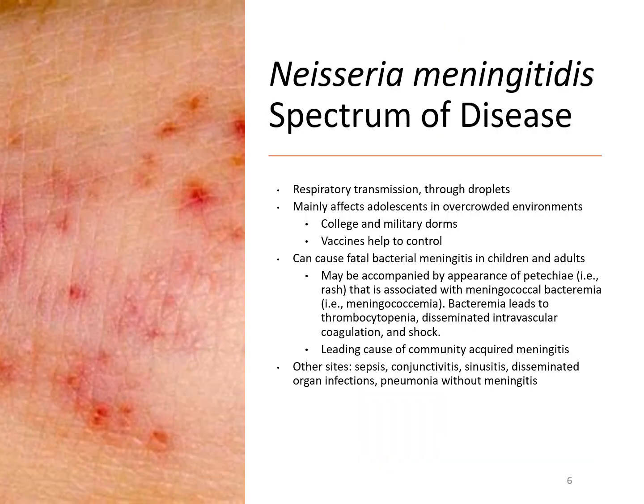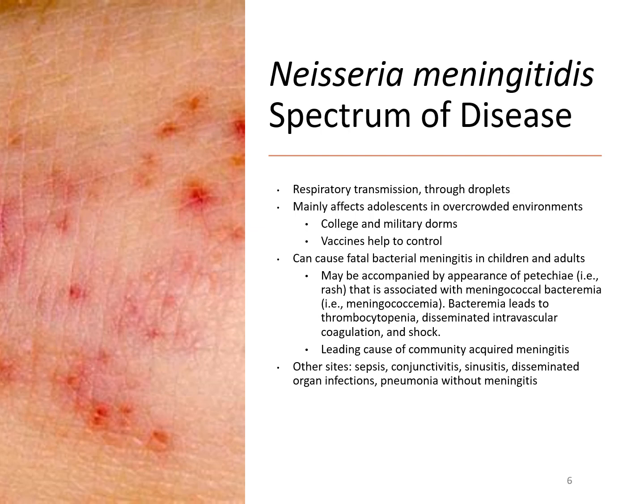Neisseria meningitidis is transmitted through respiratory droplets. It is also suspected to be transmitted through sharing of drinks and things like that. It mostly affects the adolescent crowd, and this is usually seen in college dormitories and military dorms. However, vaccination over the years has helped to control and prevent such a severe form of the disease.